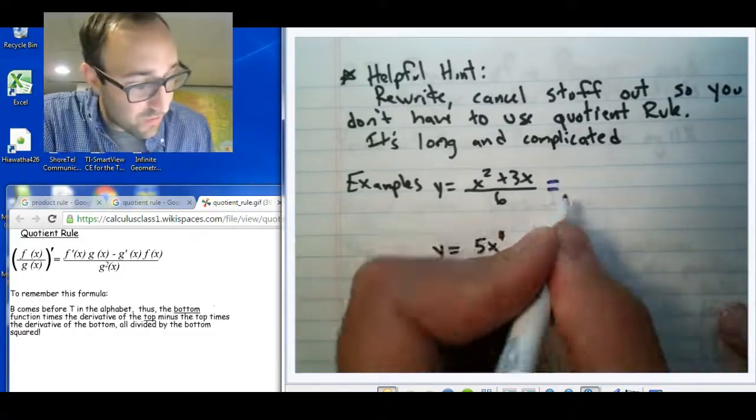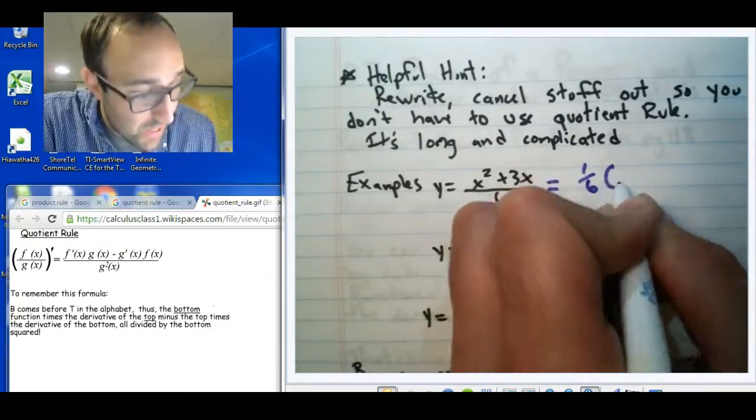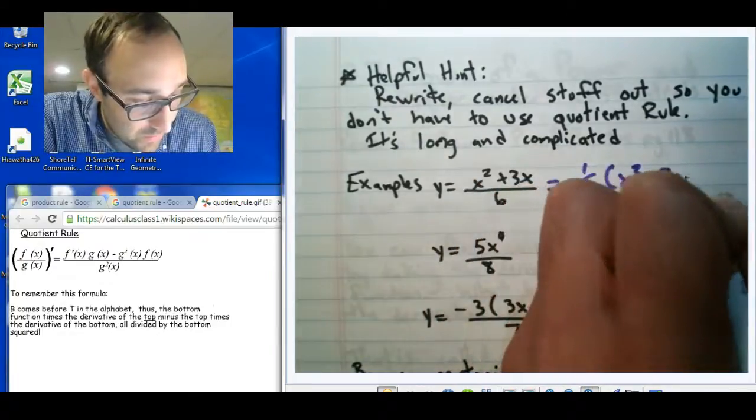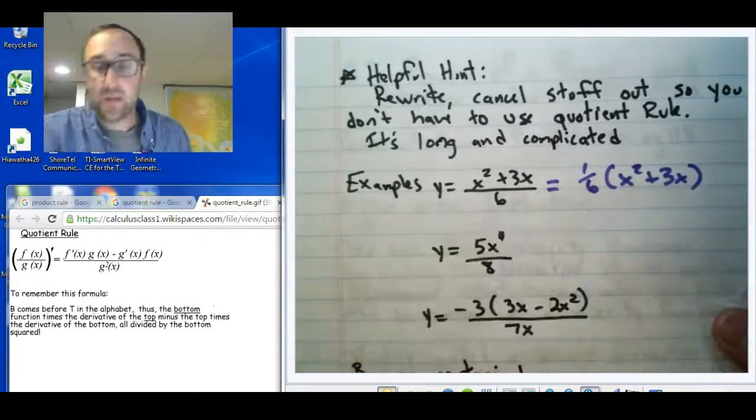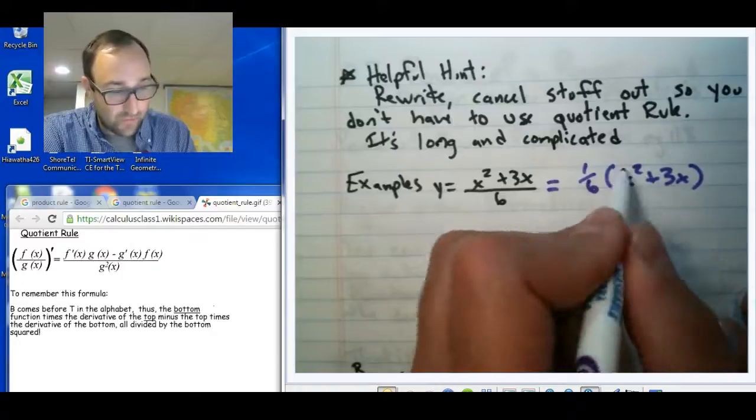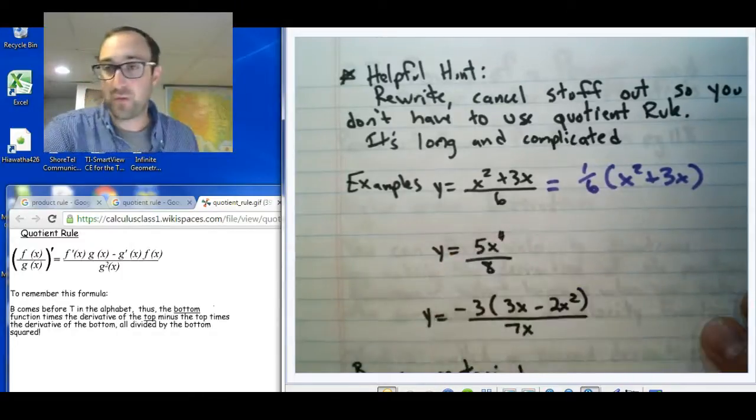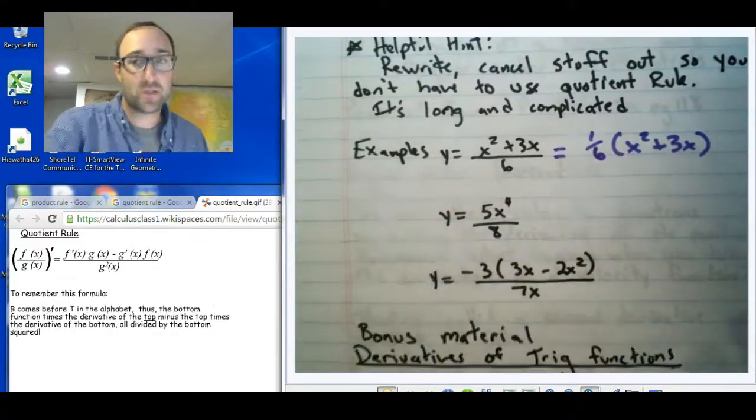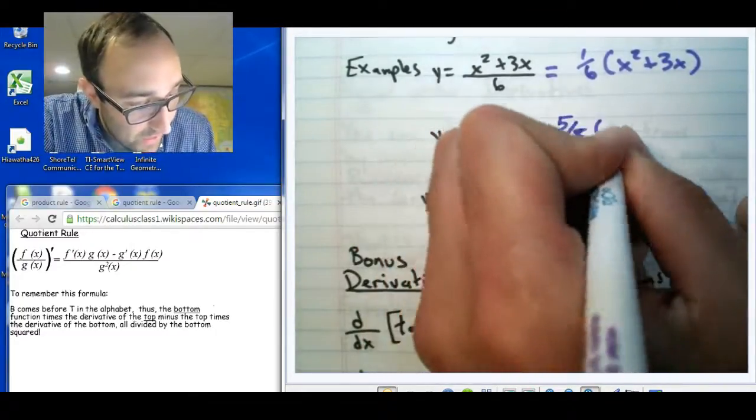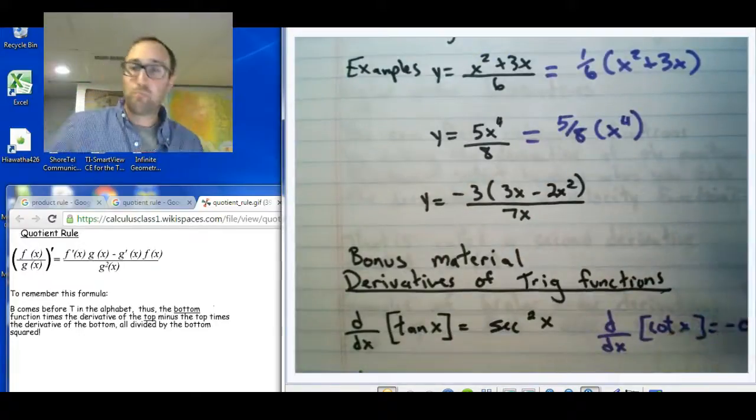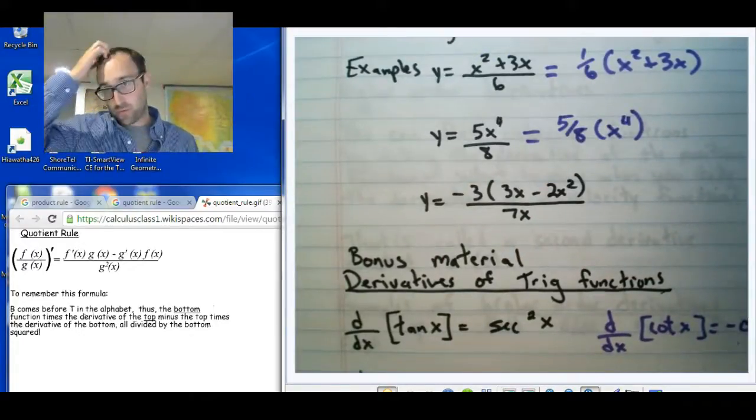Alright, so we could actually rewrite this as 1/6 times (x squared plus 3x). There. Now we don't have a denominator. Now we've got a constant times our function. We can just find the derivative of this thing multiplied by 1/6. Done. No quotient rule necessary. Same with this one. We can say this is the same as 5/8 x to the 4th. Again, no quotient rule. No problem.